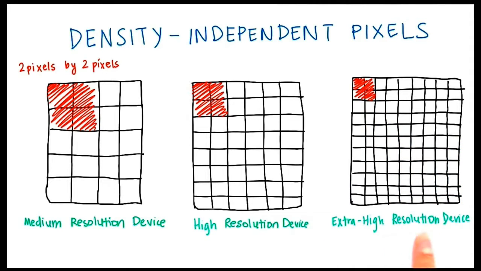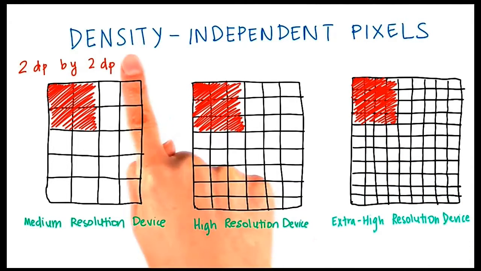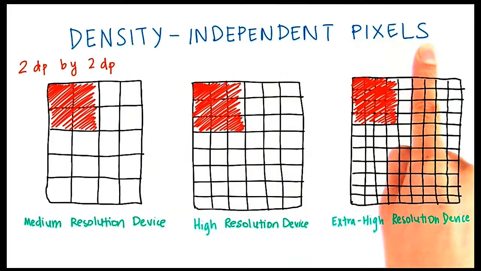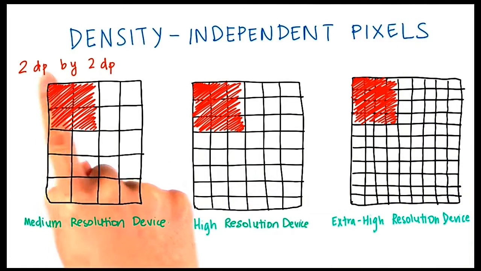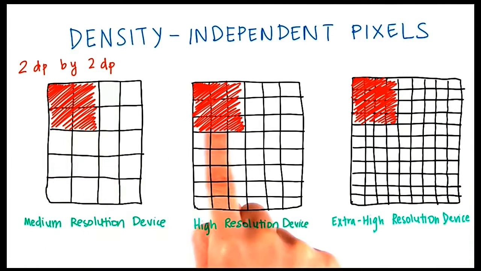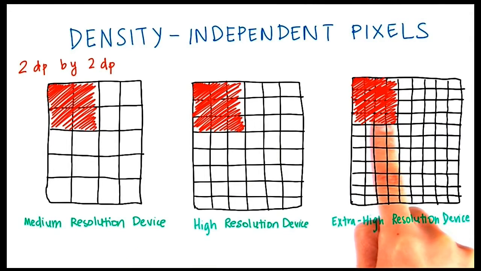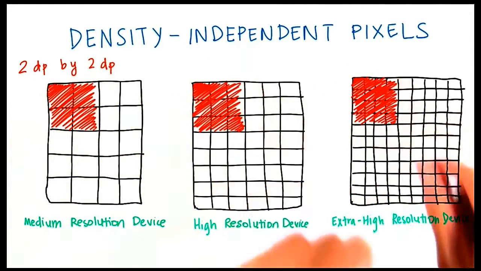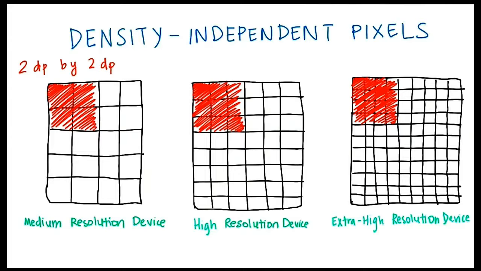Just because I have an extra high resolution device doesn't mean I have a smaller finger. I still want to be able to tap the buttons on the screen. And that is why we have density independent pixels. I can define my button to be 2 dips tall by 2 dips wide. And this is what it would look like across the different devices. It's the same physical size, but under the hood, Android is mapping it to a different number of pixels. You don't have to worry about any of that logic.